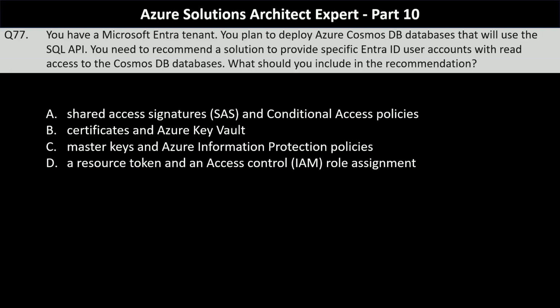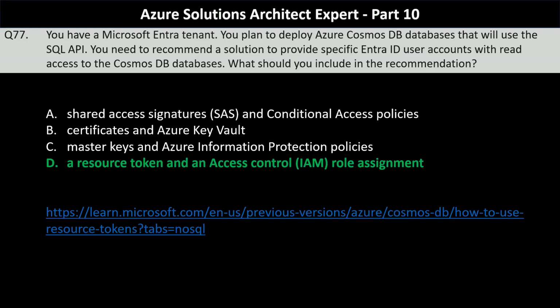Folks, Azure Cosmos DB supports Azure AD-based RBAC. You can assign roles through Azure's identity and access management for granular access control, including read-only access to specific Cosmos DB resources. A resource token is issued by Azure Cosmos DB to grant restricted access to resources, making this a viable option when combined with IAM. Again, there is a link on your screen on how to use resource tokens with Azure Cosmos DB. Go through the link to understand this process in more detail.